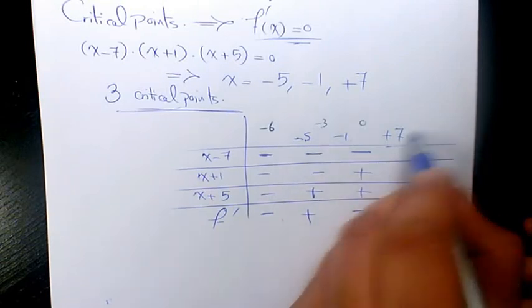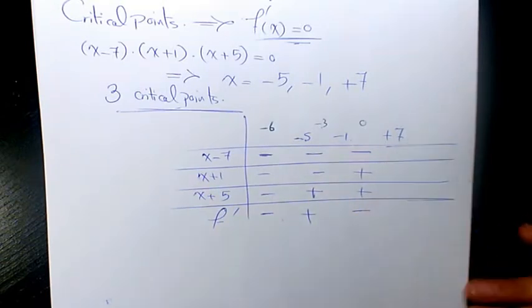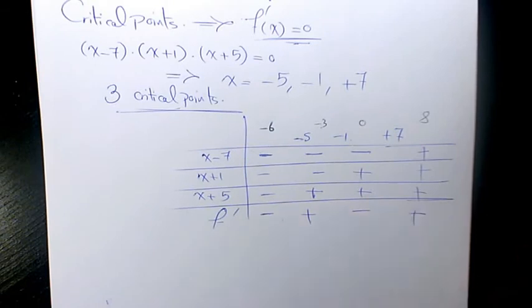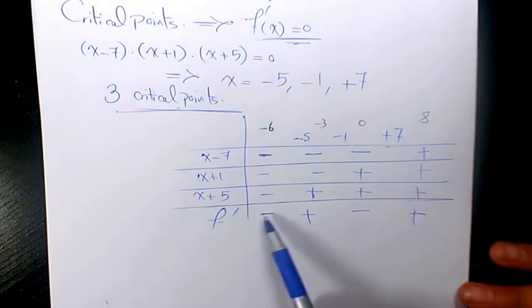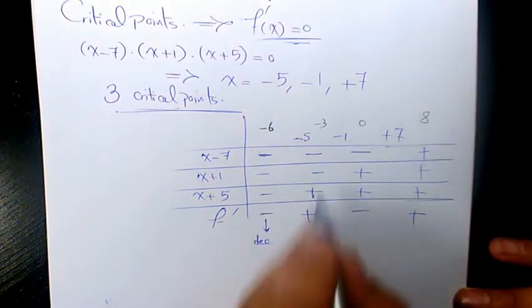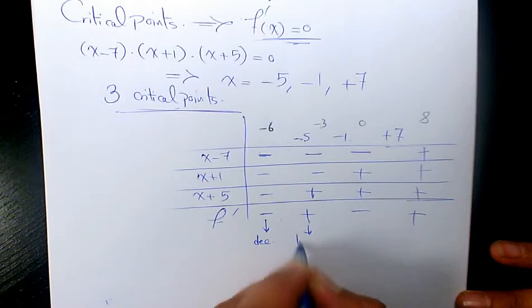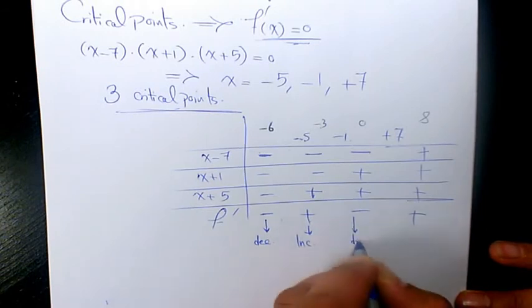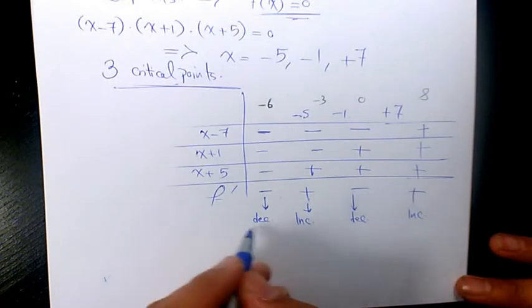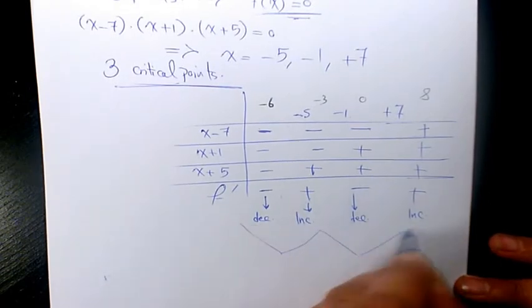Oh, I forgot to put this for things greater than 7. Let's say 8 is going to be positive, positive, positive, so the answer is going to be positive. So for these 4 regions, whenever we have f prime negative, it means that we are dealing with an interval of decrease. When f prime is positive, it means an interval of increase. So it's going to be basically like that: decrease, increase, decrease, increase.